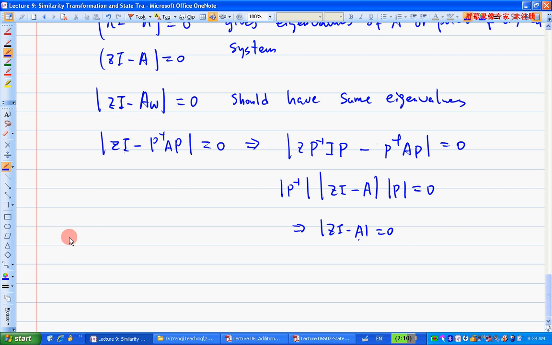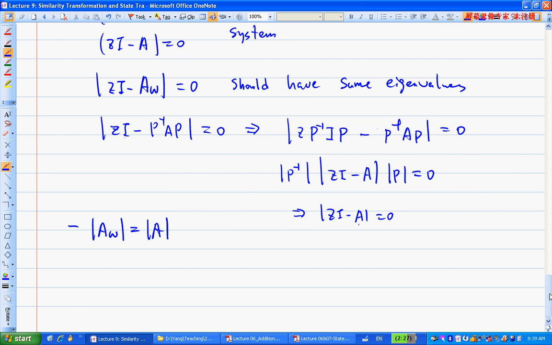As a matter of fact, the determinant of AW is the same as the determinant of A. There's an easy proof in the lecture, so take a look at that. Also, the trace of AW is the same as the trace of A here. So what is a trace? Trace is basically the addition of all the diagonal elements.